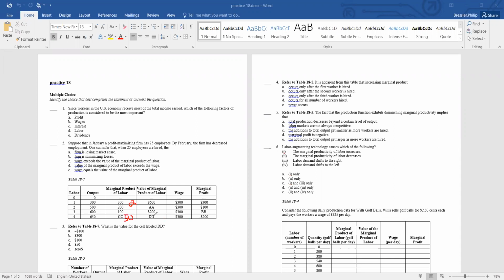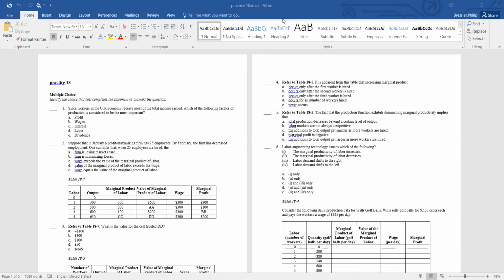Okay, great. And while I'm at it, I could fill out the rest of this chart just to give you guys. So the 200 times 2 would give me 400 for AA. And then if VMPL is 200 and the wage is 300, it'd be minus 100 for BB. So that's that chart. But I would fill them all out to make sure you could do them. Anyone else with any other questions on the practice quiz that you'd like me to go over?